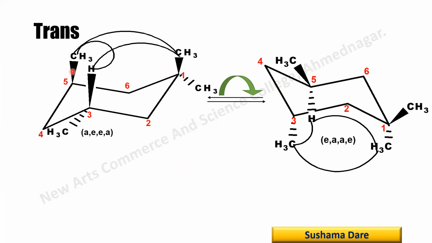In this structure, as two axial methyl groups are there, this methyl group causes a gauche interaction with this C3 axial hydrogen, and the same C3 axial hydrogen causes a gauche interaction with the C5 axial methyl group. So for the C1 CH3 group, there is one gauche interaction. At the same time, for C5, again there is one gauche interaction, and there is another syn 1,3 diaxial interaction between the C1 CH3 and C5 CH3.